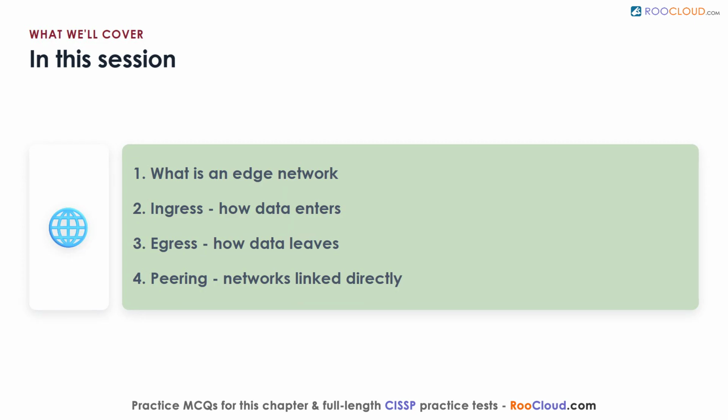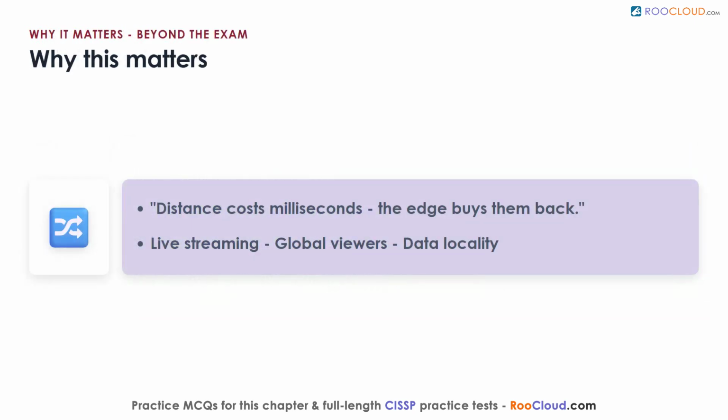How does data enter one of these networks? How does data leave? And how do separate edge networks talk to each other directly? Why does this matter beyond the exam? Because your users are impatient, and distance costs you milliseconds.